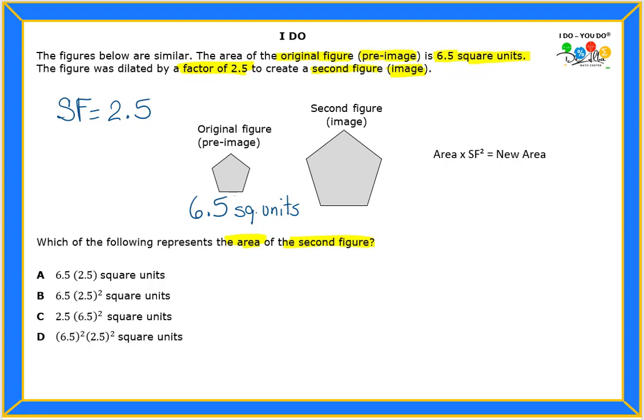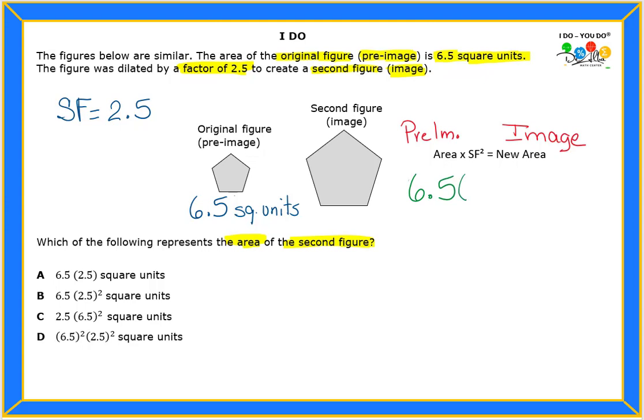That one states that if you know the area of the pre-image, and I'm going to write it down here, all you have to do is multiply that by the scale factor to the second power, and that will give you the new area, or the area of the image. Very good. So I do know the area of the pre-image, and that is equal to 6.5 square units.